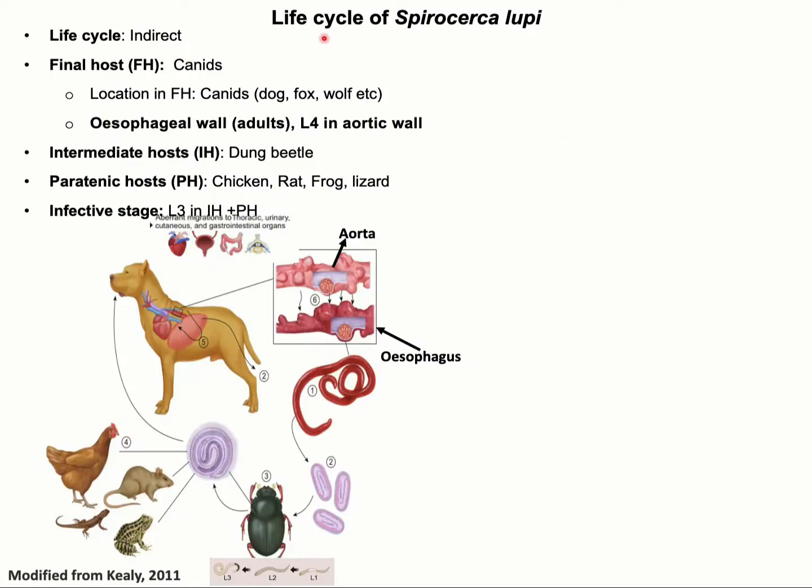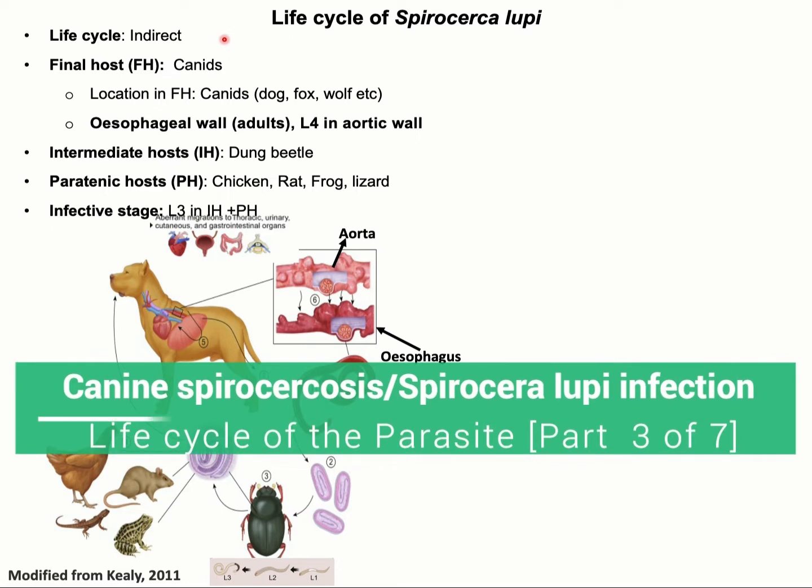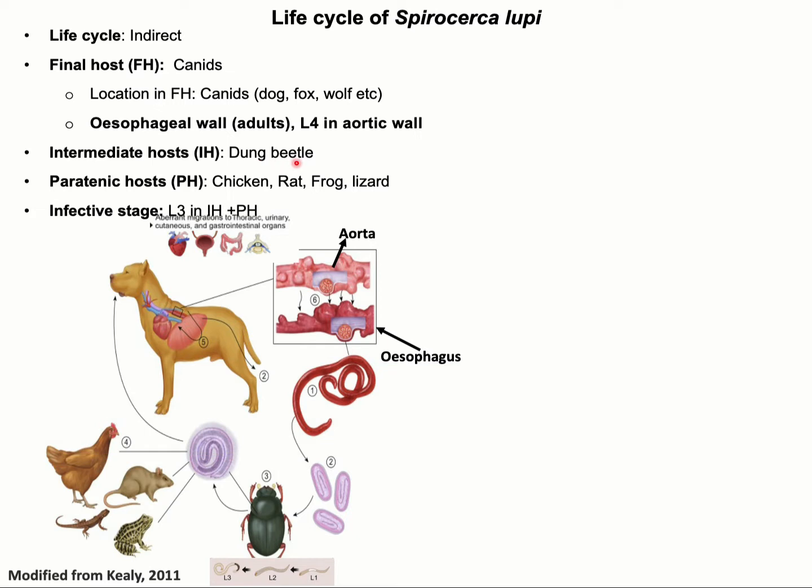Life cycle of Spirocerca lupi. The life cycle is indirect, as there is involvement of intermediate hosts such as dung-eating beetles, and chicken, rat, frog, lizard, etc. can act as the parasitic host. So the final hosts for these parasites are different canines such as dog, fox, wolf.